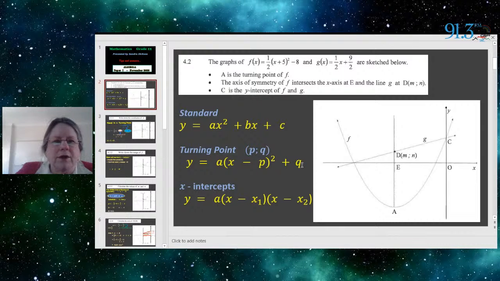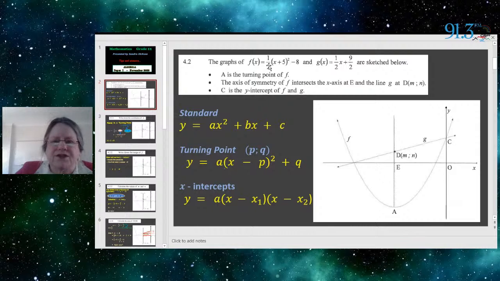This you will not necessarily find on the formula sheet. You will find the standard one on the formula sheet. So now if we look at what they have given us, f(x) is in the turning point format, and you need to study this, memorize it, and recognize it.